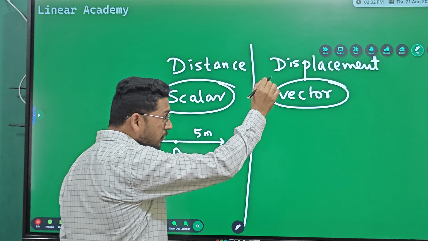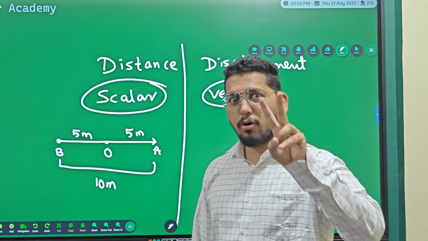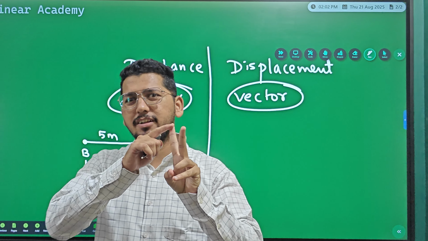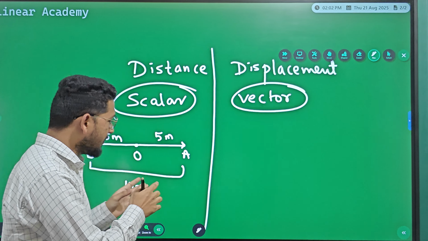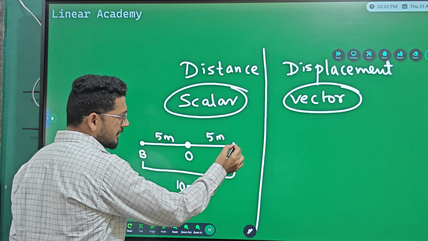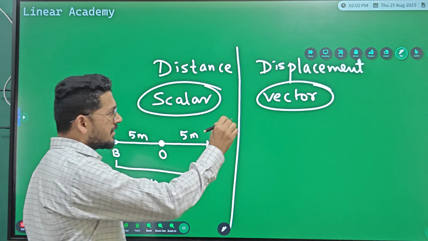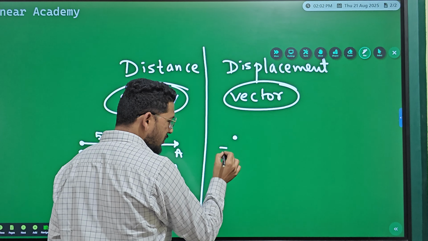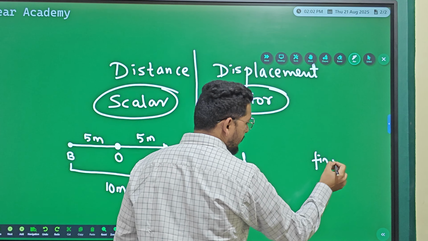But when we are talking about displacement, we have to think about only 2 points. The first point is called the initial point, and the other is called the final point, which is the end point. Here you can see we have 3 different points: O, A and B. But in displacement we are talking only about the initial point and the final point.